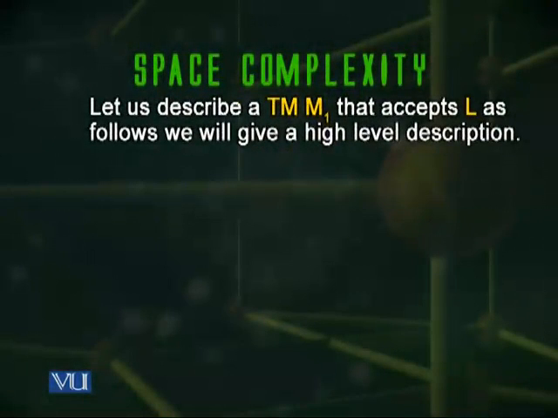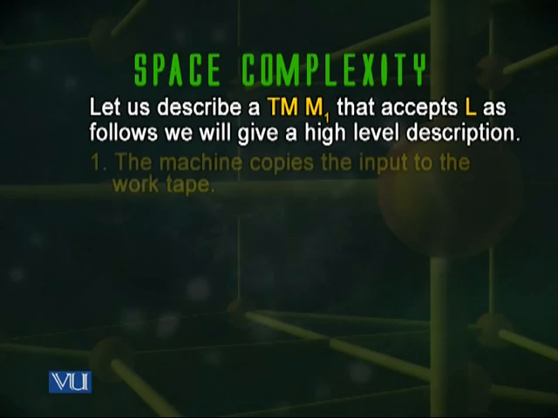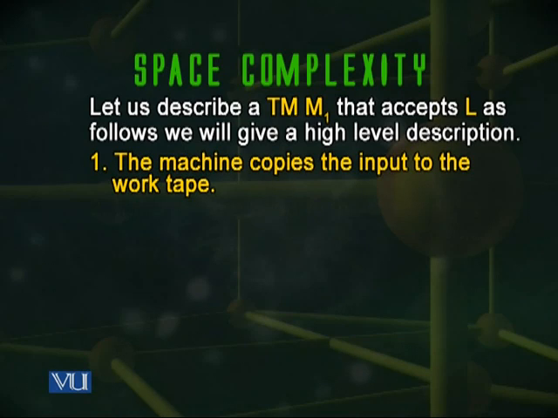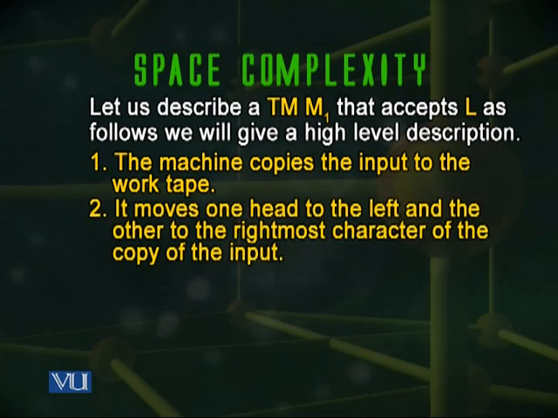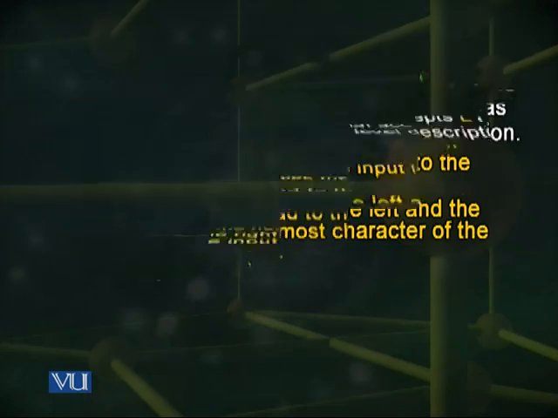Let's describe a Turing machine M1 that accepts this language by the following high-level description. This machine copies the input to its work tape, then it moves one of its heads to the left and the other one to the rightmost character of the copy of the input. So it moves back the head that's reading the input tape all the way to the left, and it moves the head that's on the work tape all the way to the right.